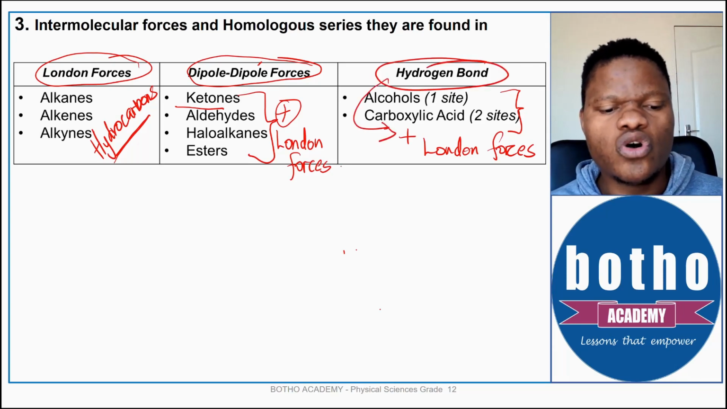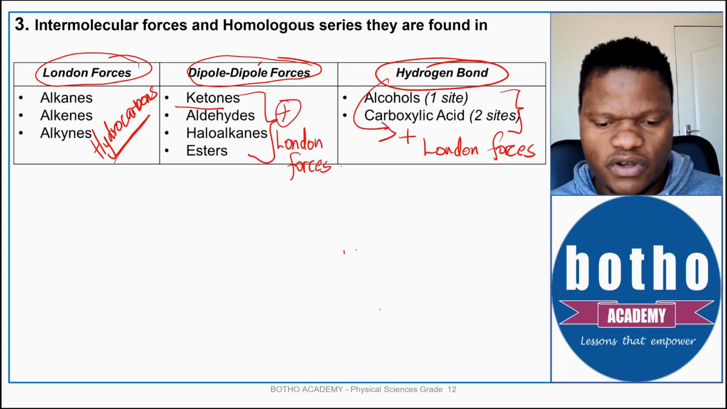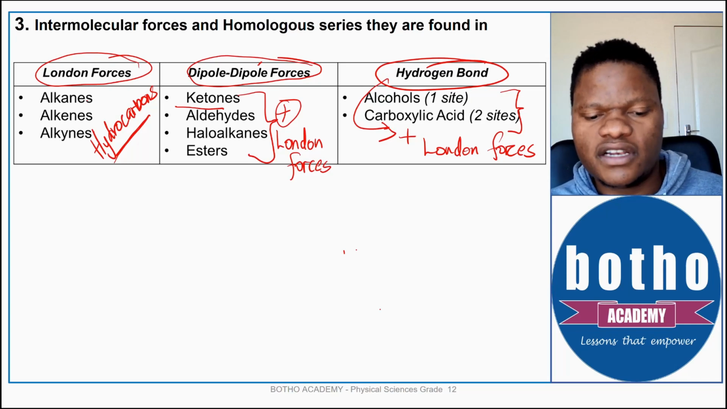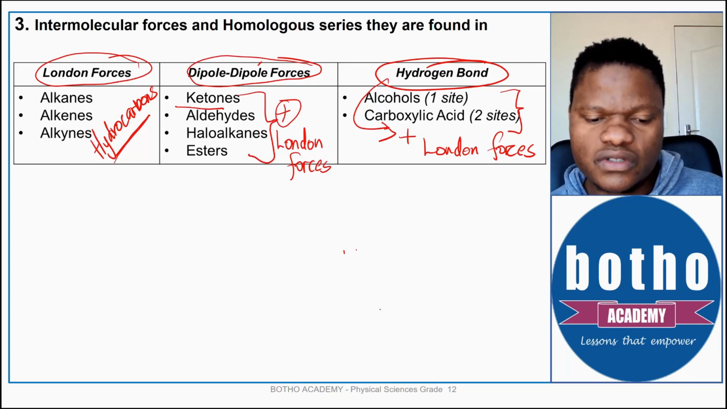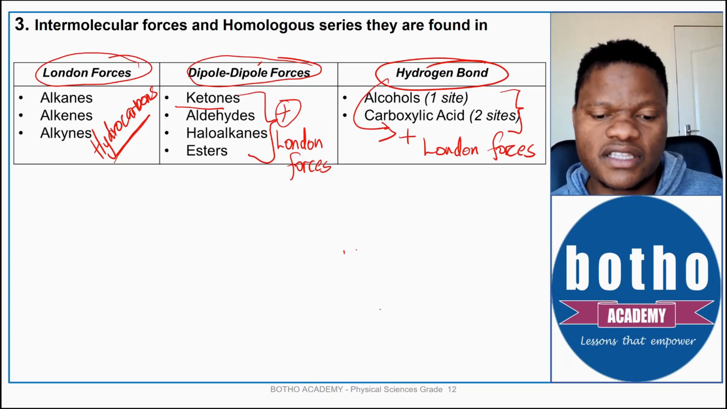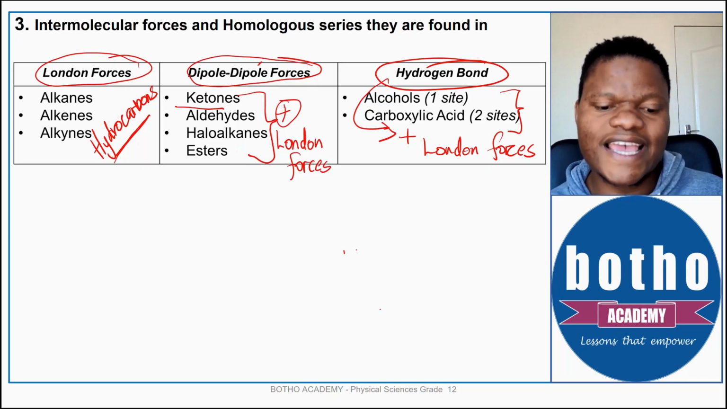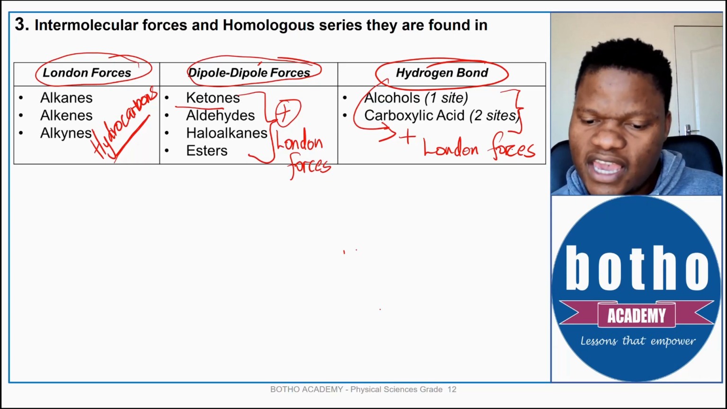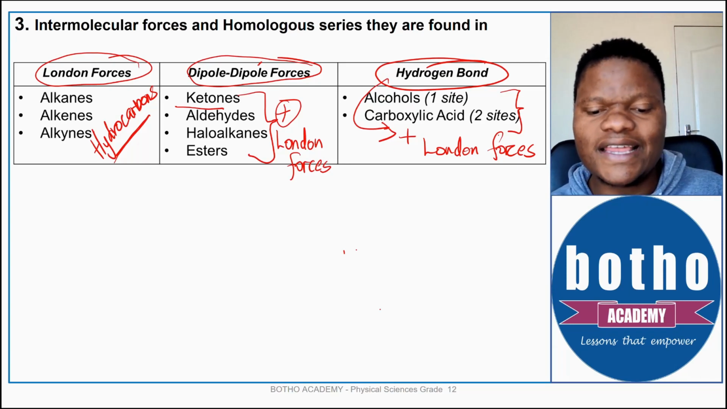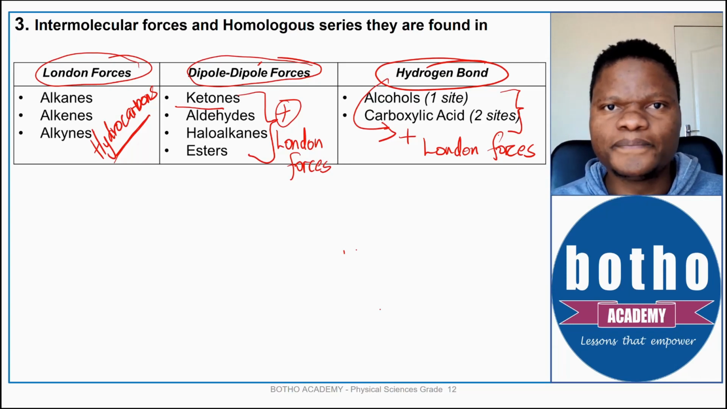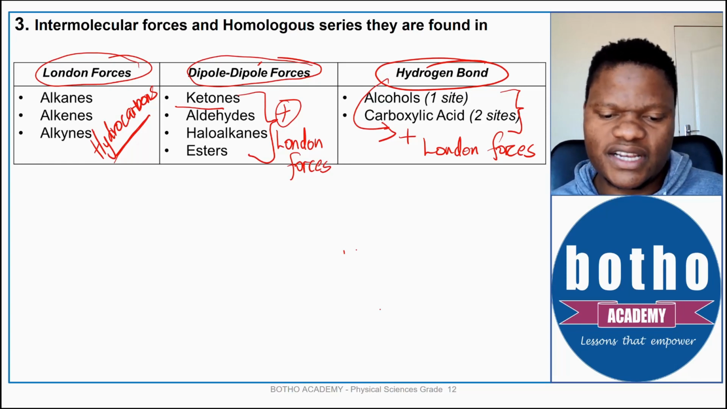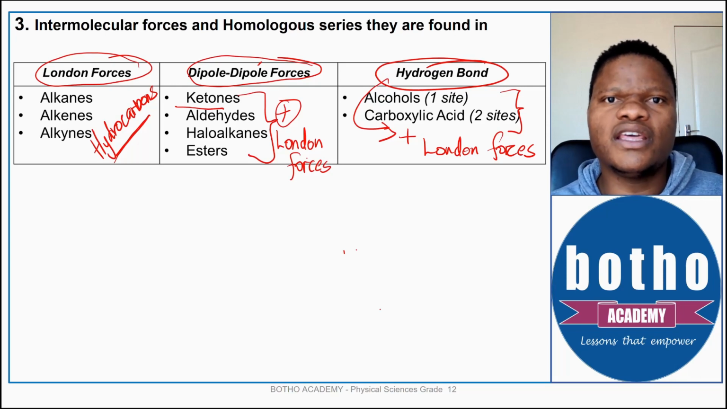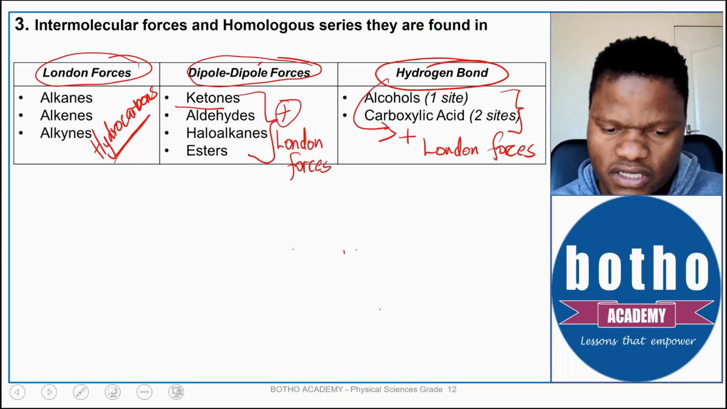In a nutshell, what I'm saying is that alkanes, alkenes, and alkynes only have London forces, whereas ketones, aldehydes, haloalkanes, and esters have London forces and dipole-dipole. Then alcohols and carboxylic acids have London forces and hydrogen bond. We don't really talk much about the London forces in the ketones and aldehydes and so on, because they are weaker than the other types of intermolecular forces that are there.